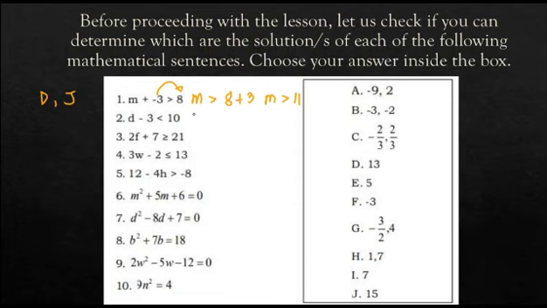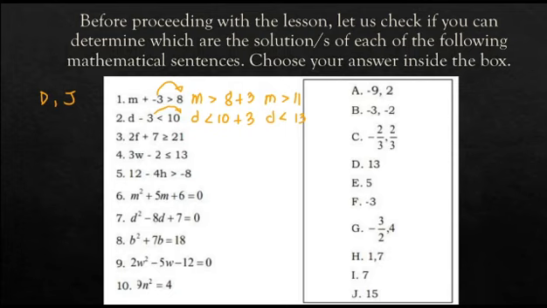Let's have number 2. We are given d minus 3 less than 10. Again, we need to isolate the variable d. So that will become d less than 10, and then transpose negative 3 to the other side, so that will become plus 3. Then we simplify: d less than 10 plus 3, that is 13. So all numbers less than 13 will be part of the solution set of d.